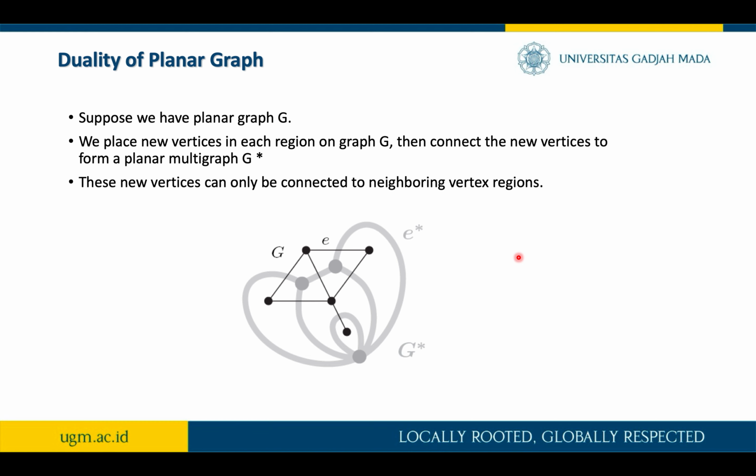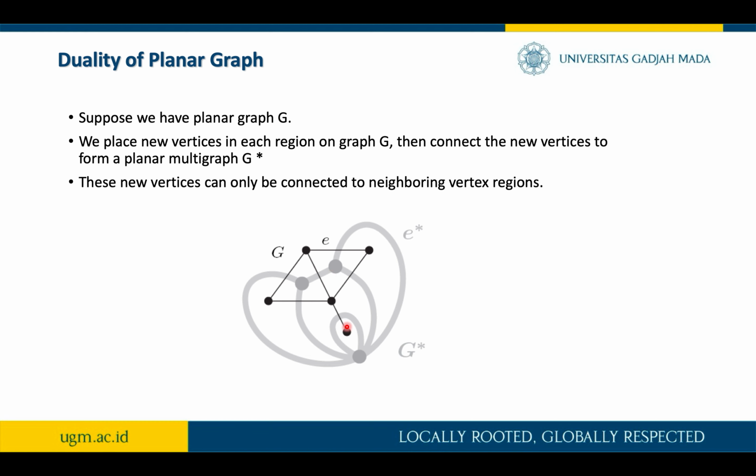If we have a planar graph, then we can draw the dual of the graph. This is the method to draw the dual of a planar graph. We place new vertices in each region of graph G, then connect the new vertices to form a planar multigraph G star. For example, here we have graph G. It has 5 vertices and 6 edges.